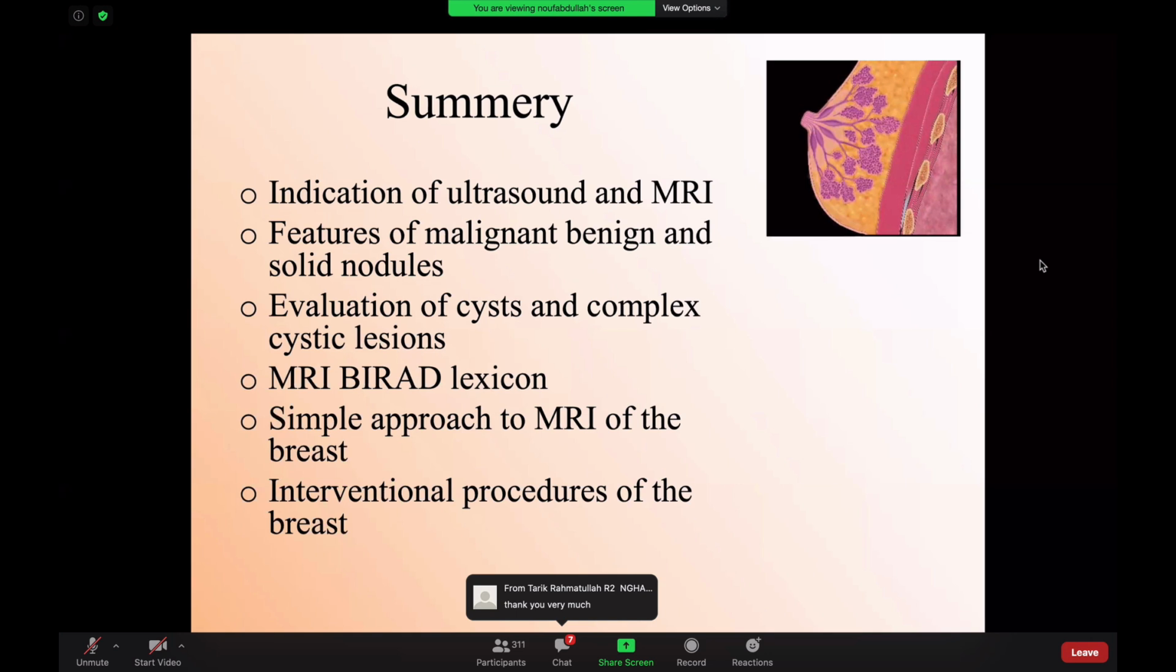Okay, so asymmetry, we said it is a spectrum. If it's a global asymmetry, then you have a large area that looks different between right and left. Global and focal asymmetry, you see it on 2 views. Asymmetry, you see it only on 1 view. Developing asymmetry is when you see something new. Distortion is where you see only spicules without an underlying mass. So distortion is usually suspicious. Okay?